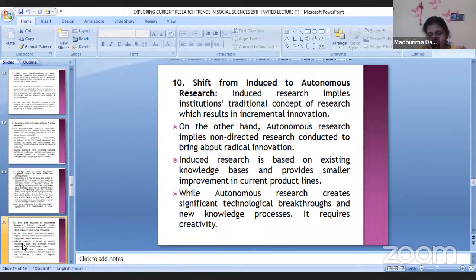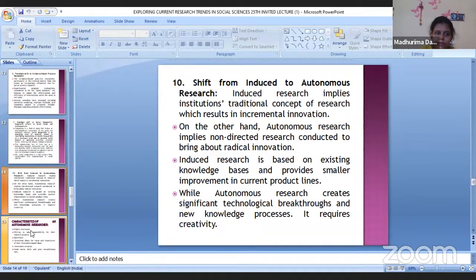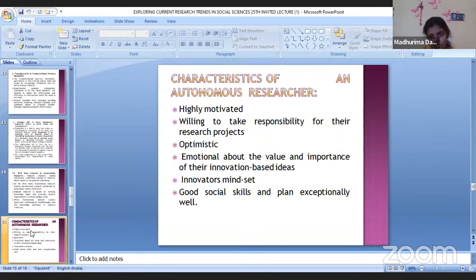Because of the profound impact of technology, the knowledge process is also changing. So that requires creativity. That is why there is a shift from induced to autonomous research. And so what are the features of an autonomous researcher? An autonomous researcher who believes in creativity, in technological breakthrough, in radical transformation, needs to be highly motivated. Secondly, should be able to take responsibility for research projects, because as I was saying, without project, no research has any value.